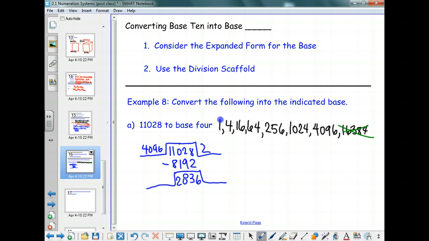And that number should be smaller than that 4096 you divided by already. And it is, so we're in good shape. The next thing we do is use the next power of 4, 1024. You let your calculator do it again. How many times will 1024 go into 2836? You should know that one. 2. 2 times 1024 is what?